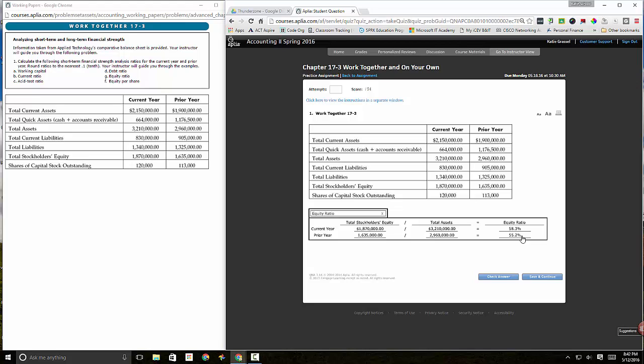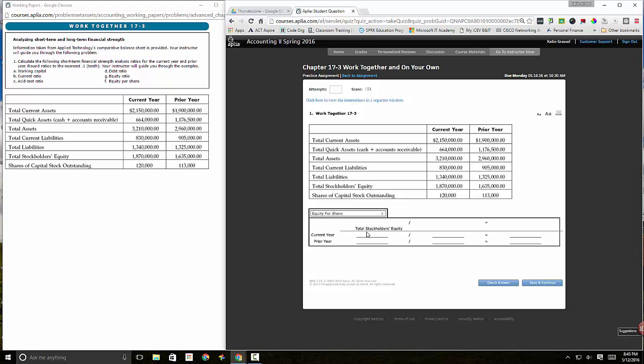Okay, so the business increased its number here, so they're going to have to watch how that works. Now let's take a look at our last one, equity per share. That is done by total stockholders' equity divided by shares of stock outstanding to give me equity per share. So current year stockholders' equity 1,051,600 divided by shares of capital stock outstanding, which is 60,000, is going to give you 17,053.